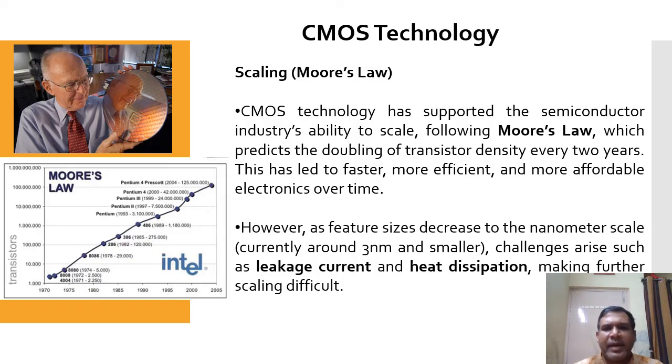However, as feature size decreases to the nanometer scale, currently I think 3 nanometer and smaller than that, Samsung and IBM already fabricated 3 nanometer technology devices. But still there are challenges. If we scale down the structure of the MOSFET, then several issues will come, like the short channel effect, which I will not cover in this topic, because it is a very lengthy topic. So short channel effect is one of the important things.